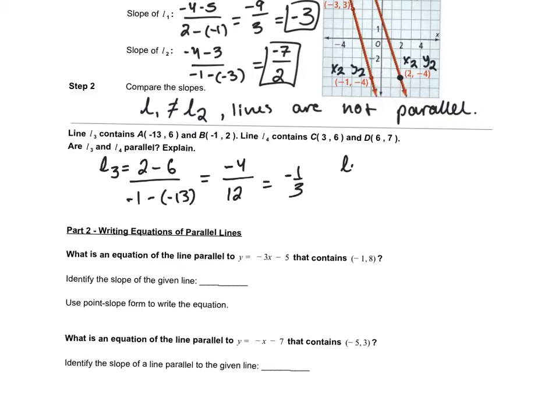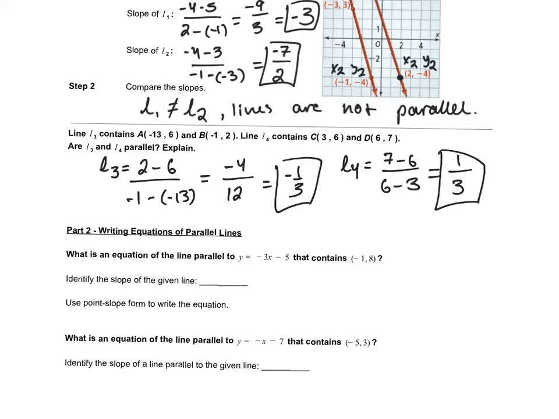Now let's look at line 4. We'll let 3 and 6 be x1, y1, and 6 and 7 be x2, y2. So y2 minus y1 over x2 minus x1. 7 minus 6 is 1, and 6 minus 3 is 3. If you notice, line 3's slope is negative and line 4's is positive. Just that one negative sign tells us these two slopes are not equal. So the lines are not parallel.